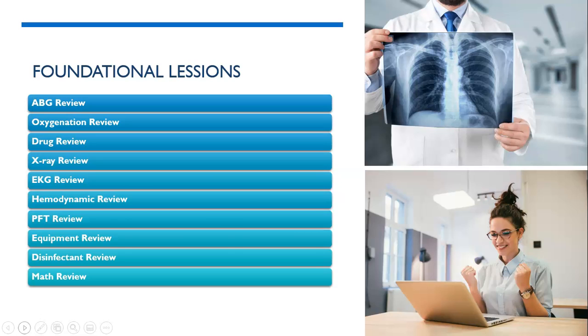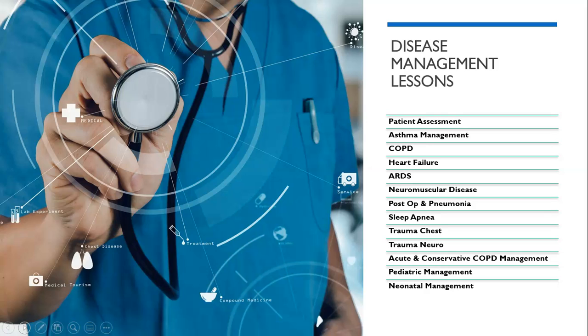ABG, oxygenation, all the medications of respiratory, X-ray review, really understanding how to read that X-ray, what those different terms are. Hemodynamics. In here we have, in addition to EKG and hemodynamics, all of the cardiac drugs in those 2 courses. PFTs, equipment. This is all of the equipment they would need, and then disinfection and math, of course, everyone's favorite. All right, the next 13 days is, I think, disease management.